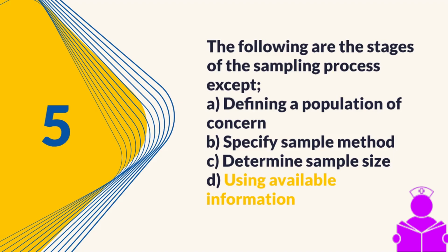sample method, and determining the sample size. Using available information might inform the sampling process, but it's not considered a distinct stage of sampling. So, the correct answer here is D.